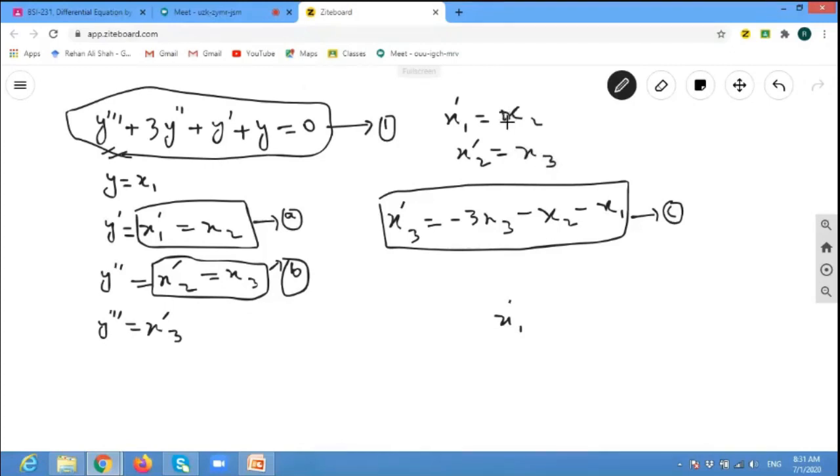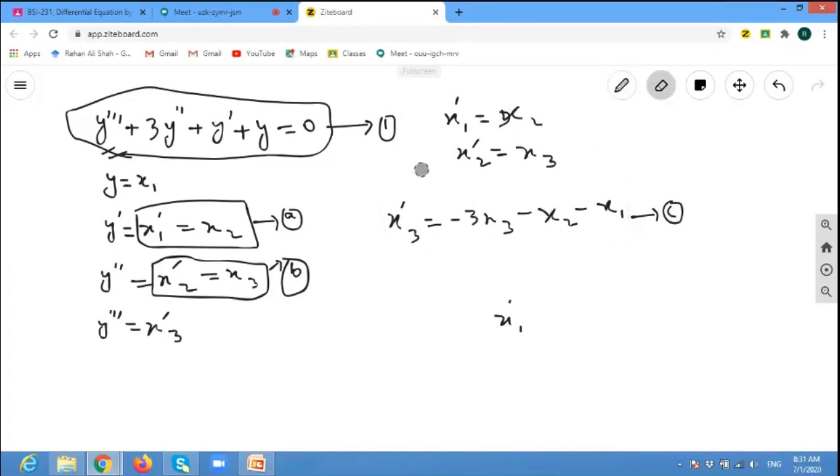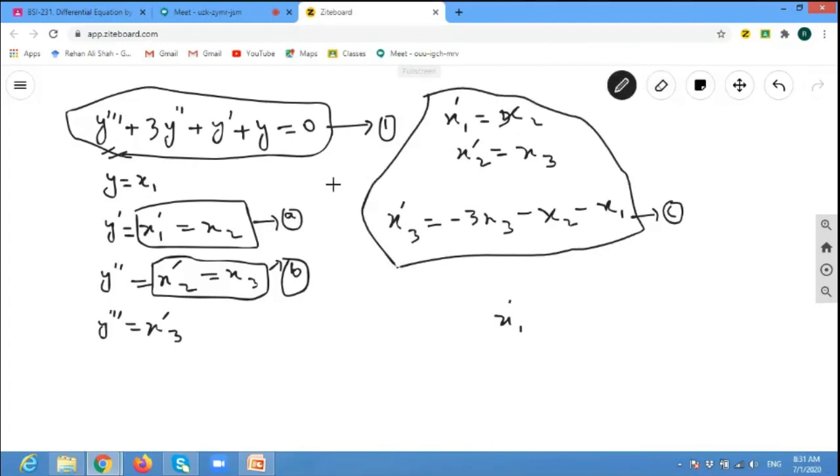x2 dash equal to x3. So now these three equations are known as the system of differential equations. If the differential equation is of third order, the system of differential equations will be three. The system will contain three equations. If this is a fourth order, the converted system, that is the first order system of differential equations, will contain four equations. Is it clear?